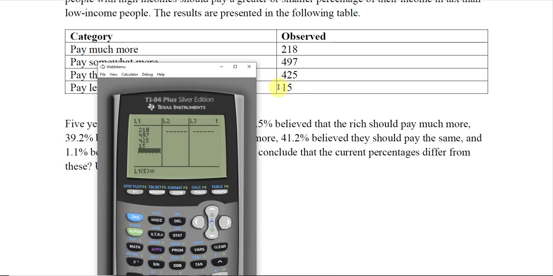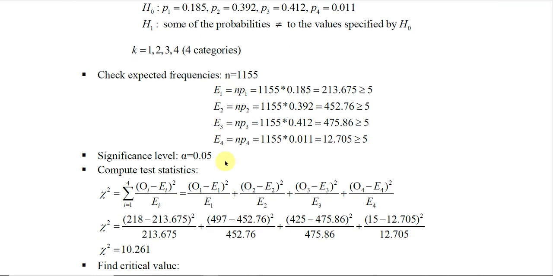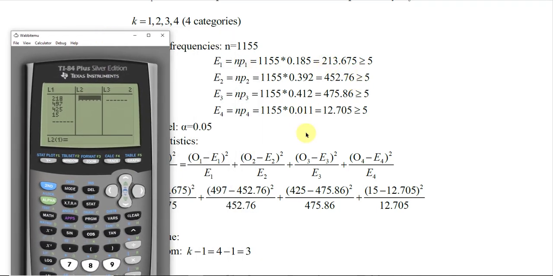15. And then my expected values are my column L2. So let me go down to my expected values, and I enter 213.675, 452.76, 475.86, 12.705. So we need one column for the observed values and one column for the expected frequencies. And now that's L1 and L2.